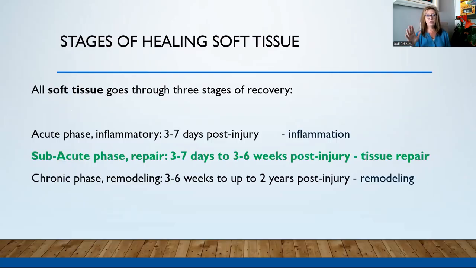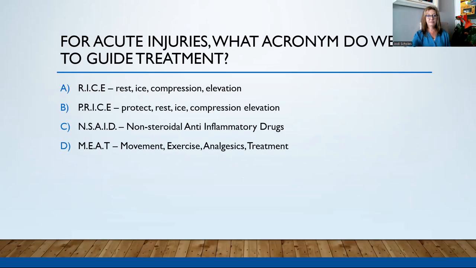Reminder that also tissue goes through 3 stages of recovery: acute, 3 to 7 days, subacute, and then the chronic. For acute injuries, what acronym do we use to guide treatment? A, RICE. B, PRICE. C, NSAIDs. D, MEAT. For acute injuries, what acronym do we use to guide treatment?